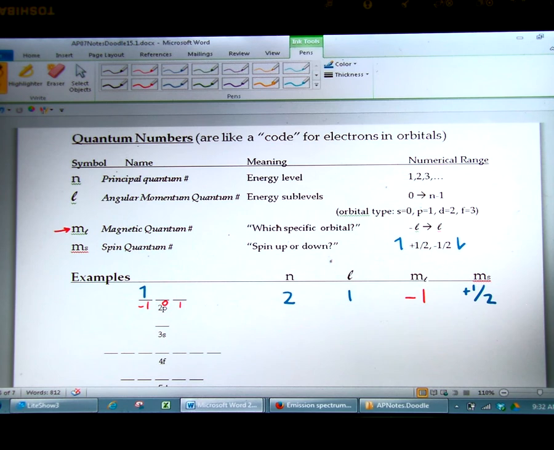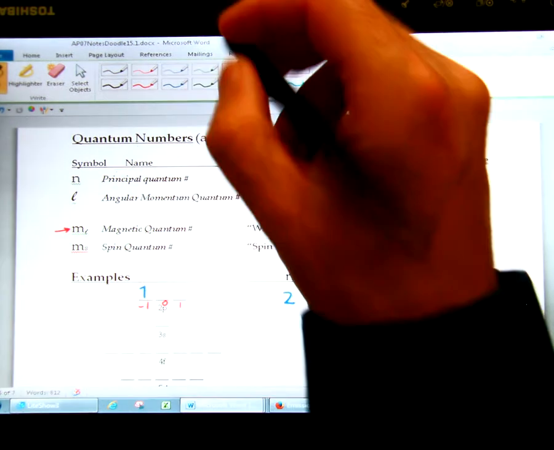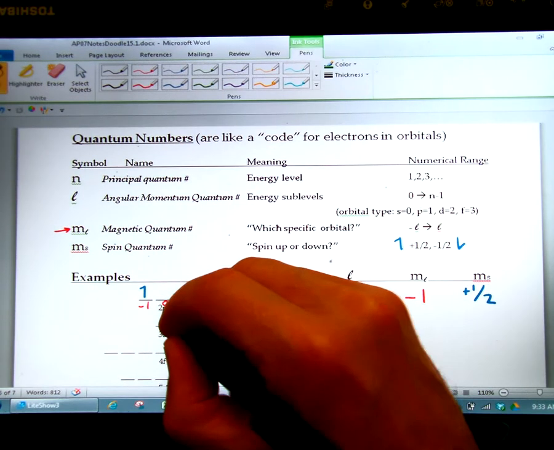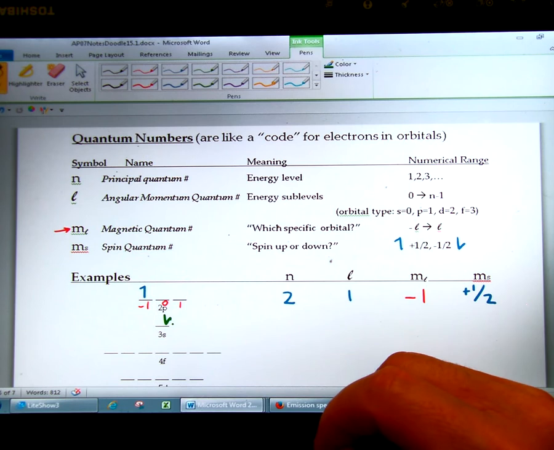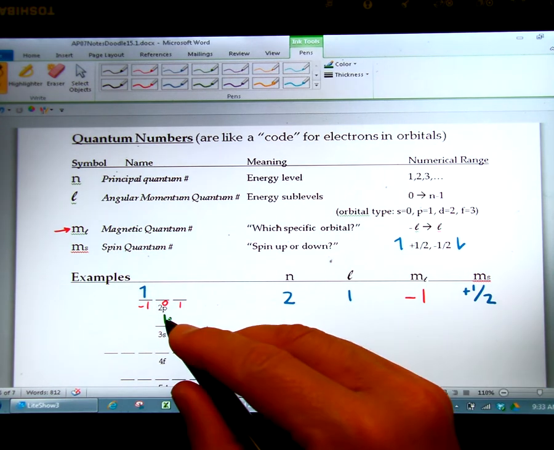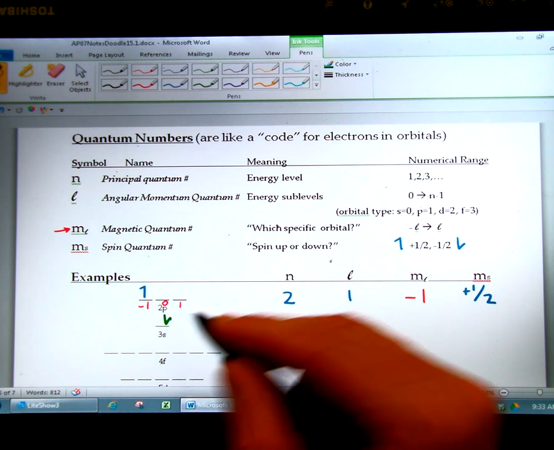Okay, we'll try another one. Let's suppose that we do this electron right here, pointing down in a 3s. Technically, you could put the first electron pointing down. There's nothing magical about pointing up the first time. It's just that that's how we usually do it.